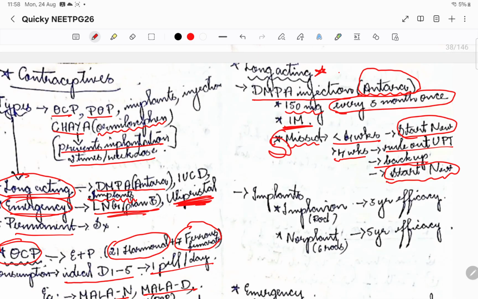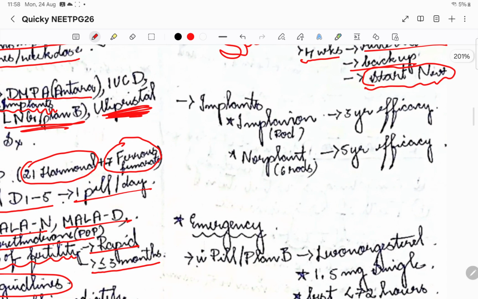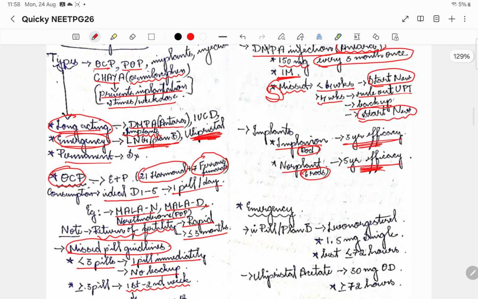Oral contraceptive missed and long acting DMPA injection missed are very, very important. Then coming to implants, there are many kinds of implants. The two important ones are Implanon and Norplant, because the efficacy of these two is different. Implanon is a single rod, whereas Norplant is 6 rods. The single rod has 3 years of efficacy, whereas Norplant has 5 years of efficacy. So these are the implant methods.